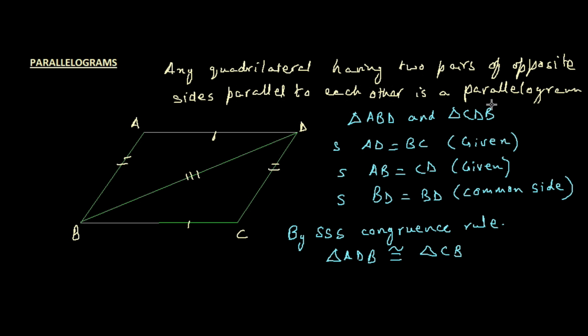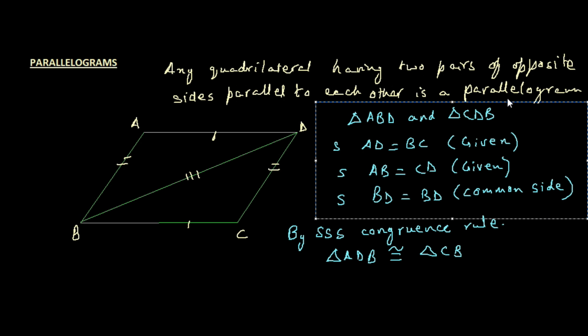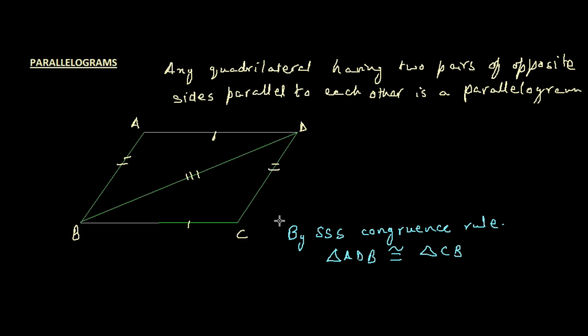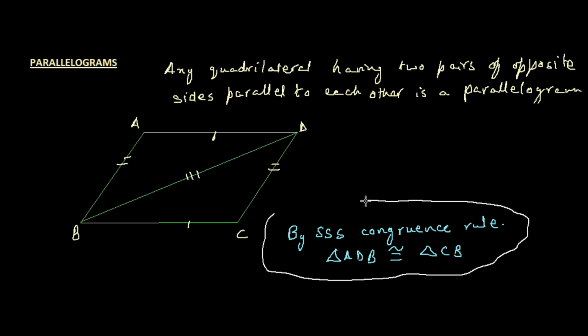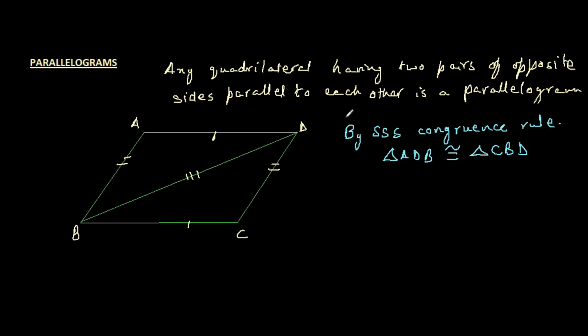Now again, let me get rid of all this because we don't need it any further. I'll just keep the congruence that I had proved, and let's move it on top. So once you have this, what can we say about the angle? So we know that these two triangles are congruent.